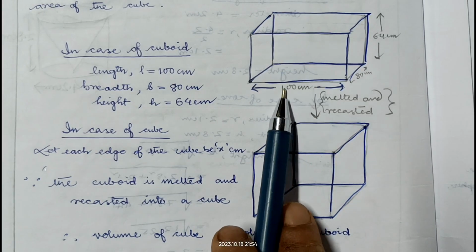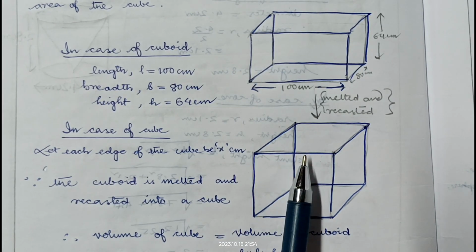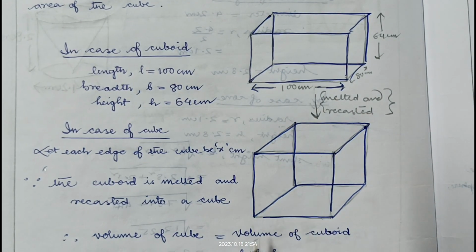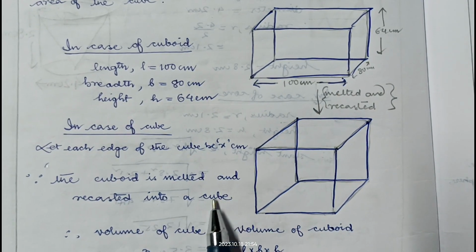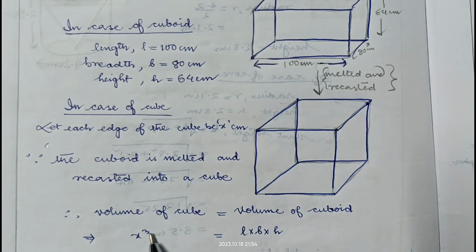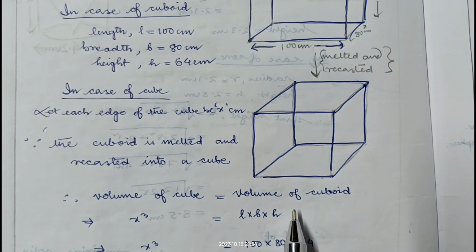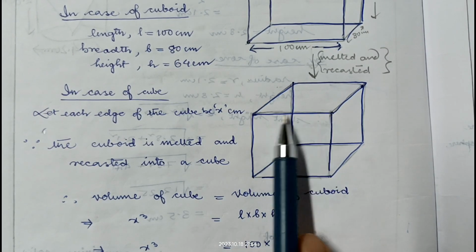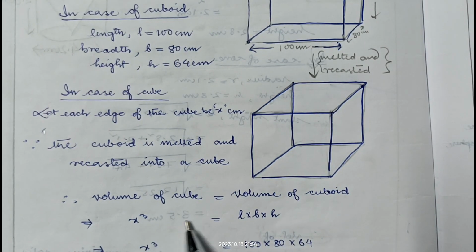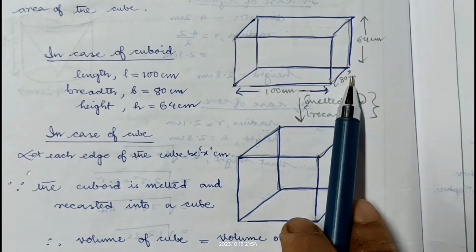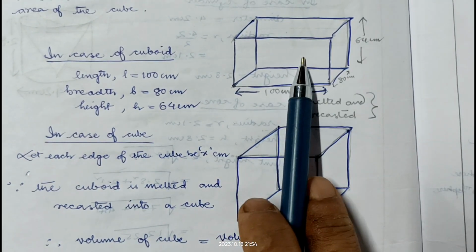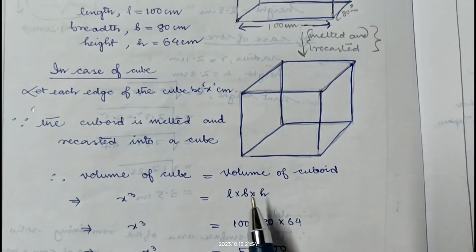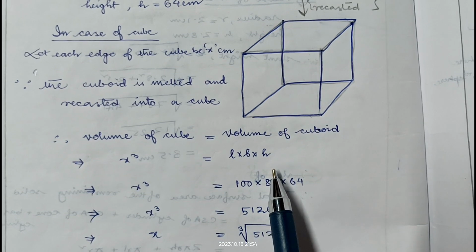Now since the cuboid is melted and recasted in the form of a cube, therefore volume of the cuboid must be equal to the volume of the cube. So we can write, volume of cube equal to volume of cuboid. Now volume of a cube, we know it is side cube. Each side we have considered x, so it will be x cube equals to length into breadth into height, because volume of a cuboid is length into breadth into height and volume of a cube is side cube. So we can write x cube equal to L into B into H.